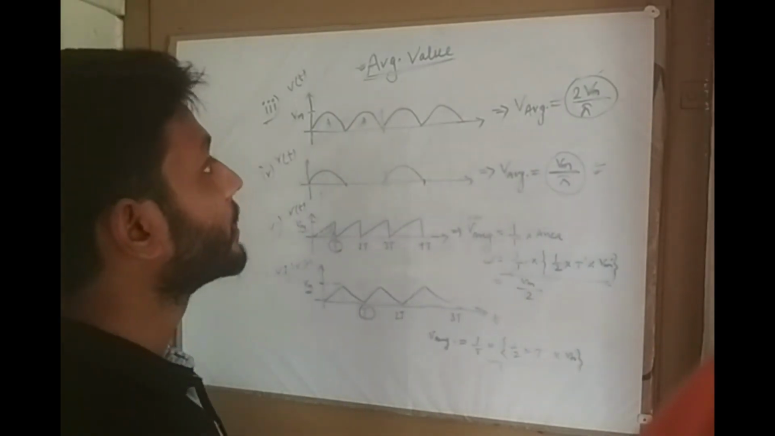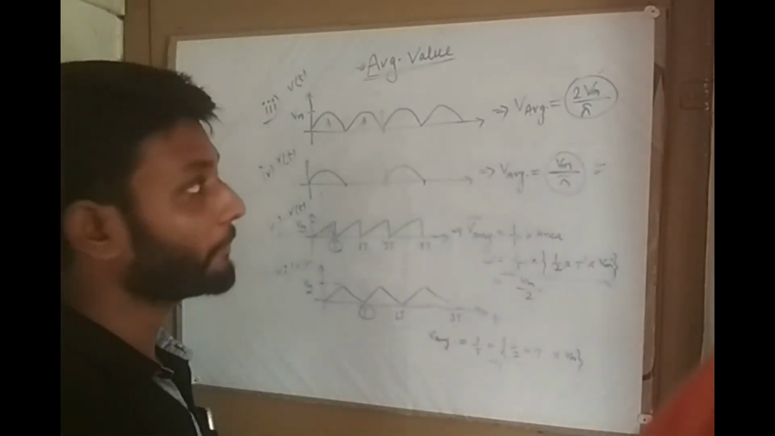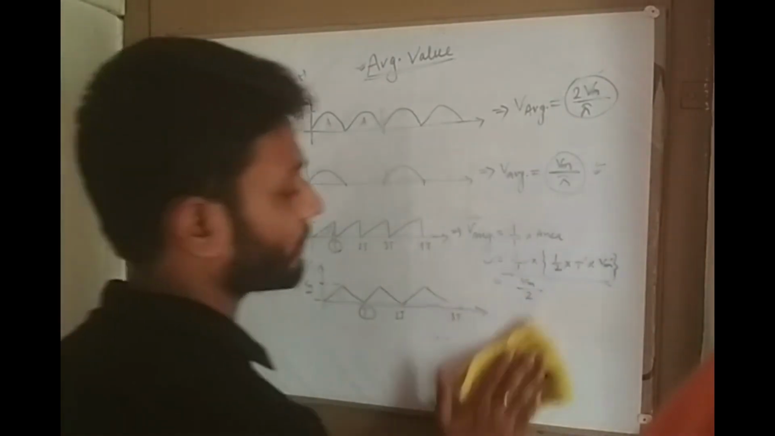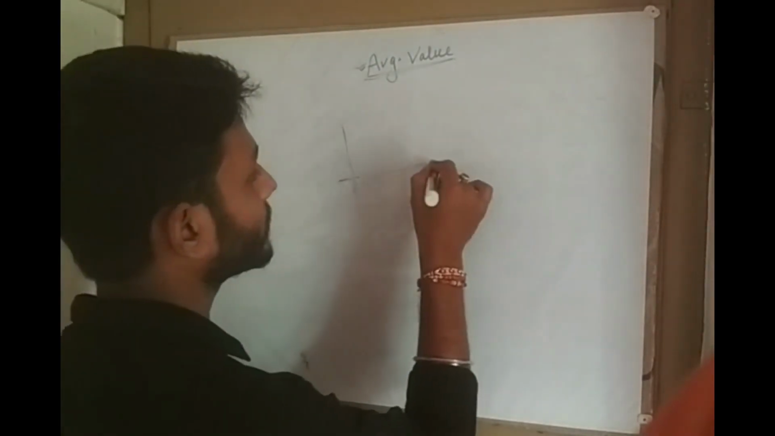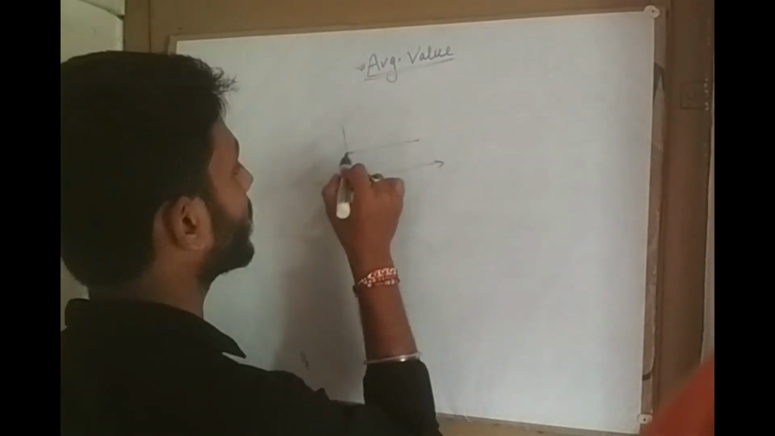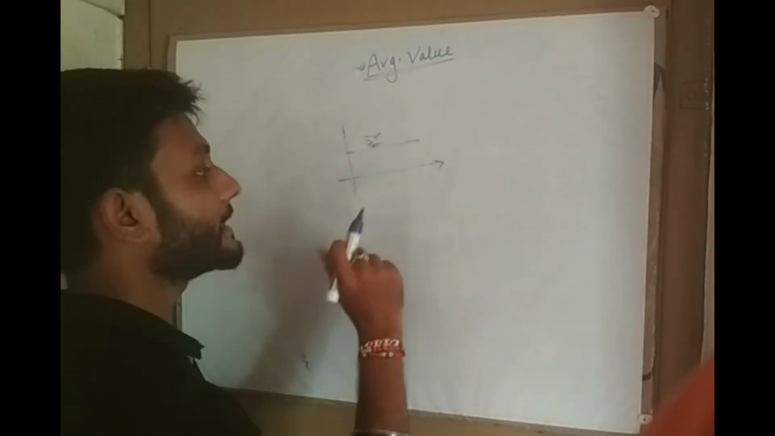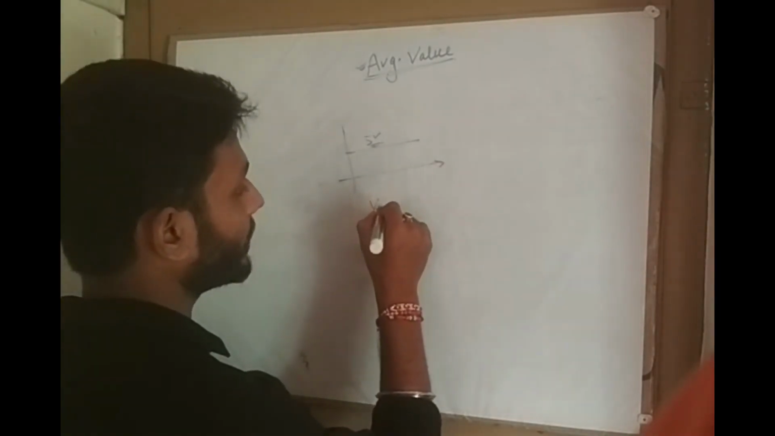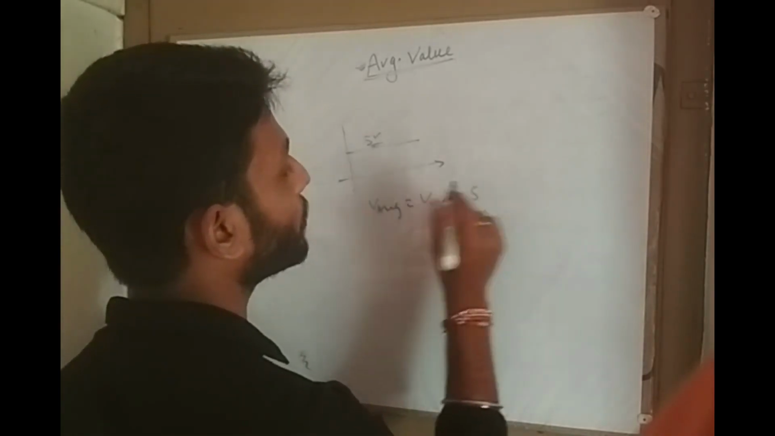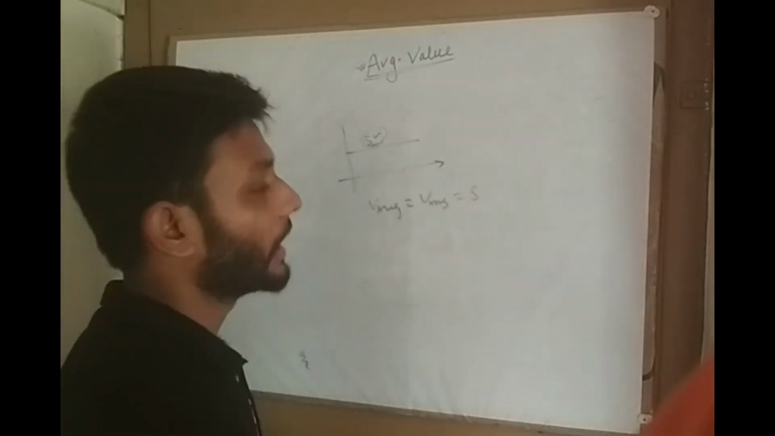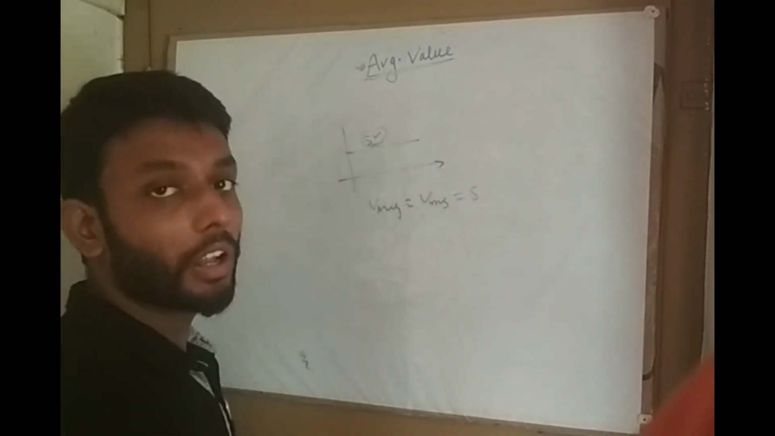Now we will see one problem which is based on this average value. Remember one thing: suppose this is a DC signal with 5 volt. For this type of DC signal, the average value and RMS value are all equal, which is this value. For a DC signal, RMS and average are all equal.